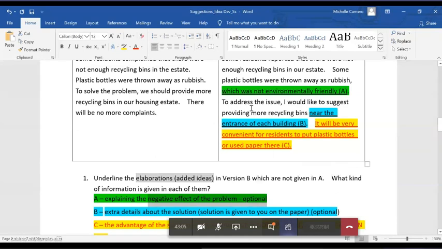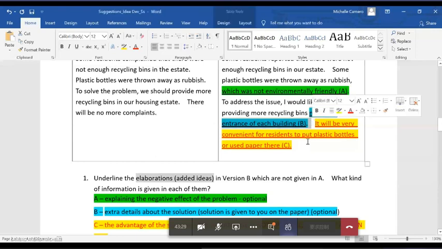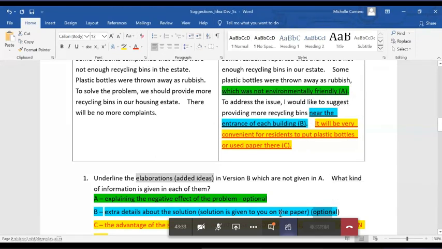All right, then to address this issue, so here's the solution. I would like to suggest providing more recycling bins. Okay, good. And then it says near the entrance of each building. So again, you're adding ideas to the solution. So the solution is given to you on the paper, but this person added some extra details to the solution. So you're saying where to put them, because on the paper it doesn't tell you where to put them. Again, do you have to do this? No, it's optional. But if you want to add some more ideas, good.